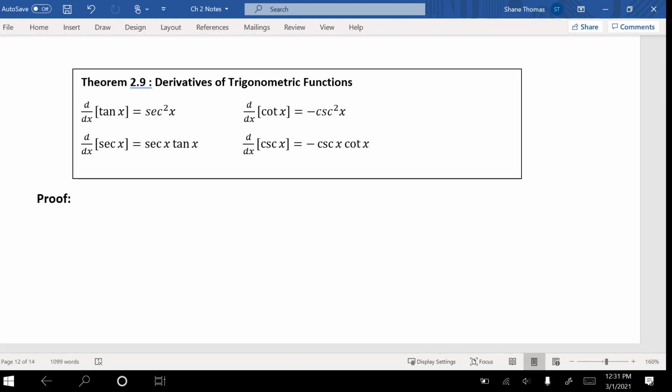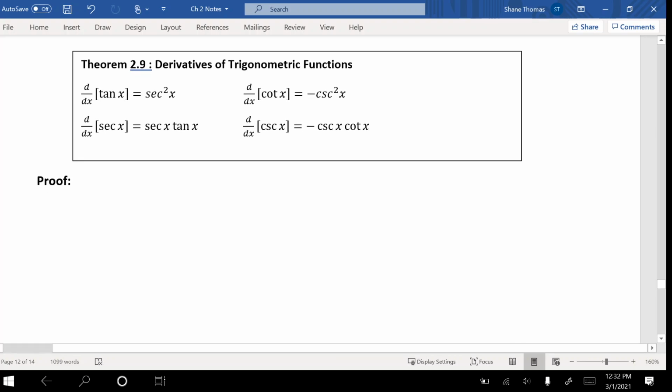Secant of x has derivative of secant of x tangent of x, and cosecant of x equals negative cosecant x cotangent x. All right, they're a little sloppier than just sine and cosine. You're mostly always going to see sine and cosine. I'm going to say 80% of the time, sine and cosine are going to be in the problems that you're trying to differentiate. But sometimes you get something like a tangent a little bit.